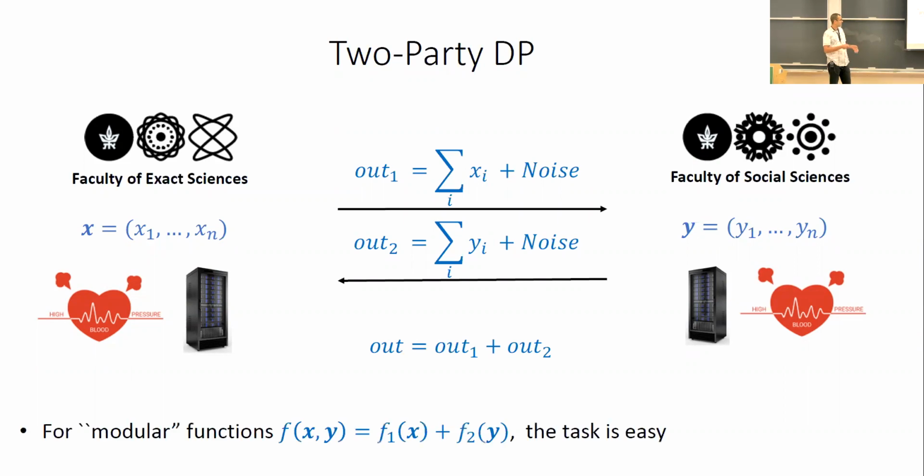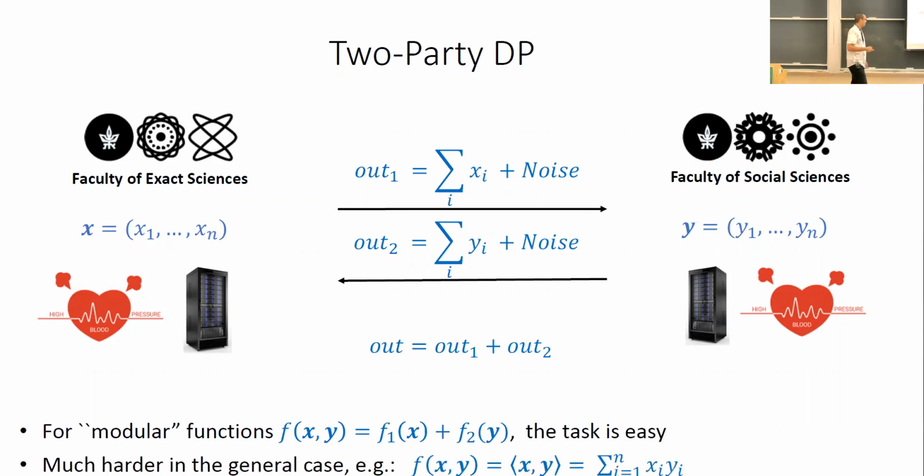So basically, with this approach, we can handle every functionality that can be written as something like f1(x) plus f2(y). We call it a modular functionality. The task is basically as easy as in the centralized model, but it seems much harder in the general case. For example, what can we do if the functionality is the inner product between X and Y?